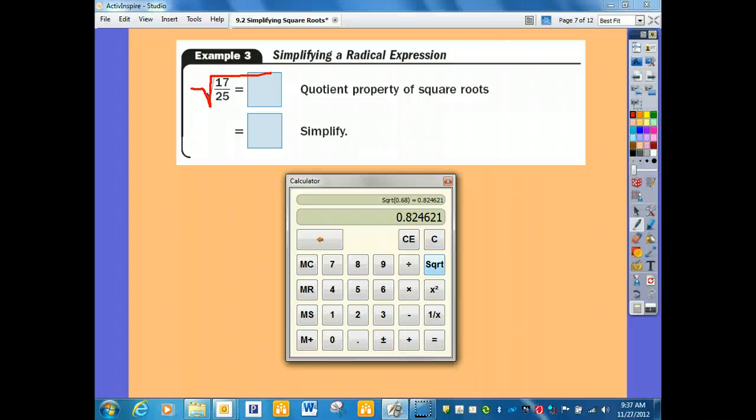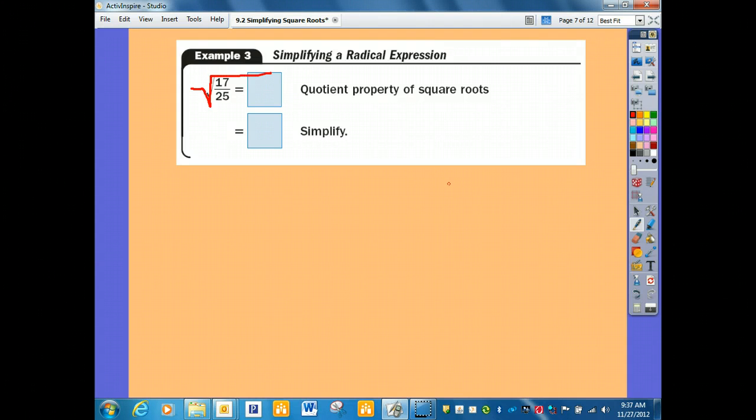Rounded to the nearest tenth, we would have point what? 8. That's if they were asking for your answer in the nearest tenth. Or what if it was to the nearest integer? What would your answer be? 1. All right, but we are simplifying it in radical form. So therefore, I just take that fraction and I just rewrite it. I put the 17, my numerator, on top, my 25 on the bottom. I just take my fraction and instead of 1 radical sign, I just put 2, because they're each a square root.